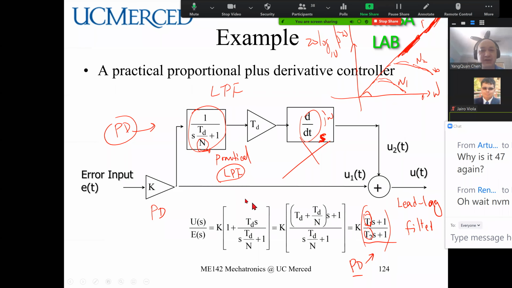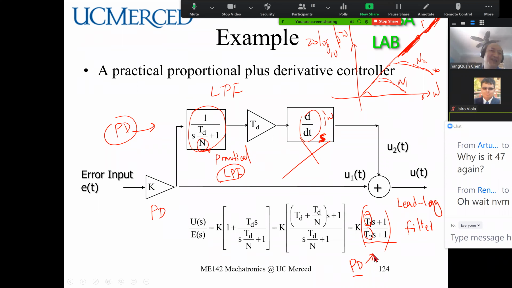So this is a typical PD controller. This is the proportional control, with gain K. This is different: this is the derivative control. This is the ideal derivative. So we add a low pass filter. It's called a practical differentiator. With the practical differentiator plus this term, you can see this is a function of S.